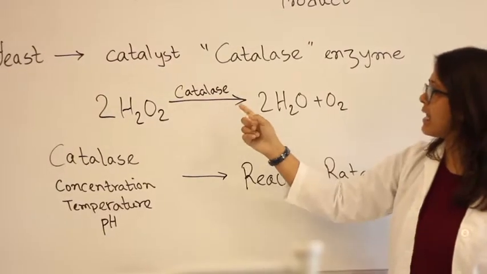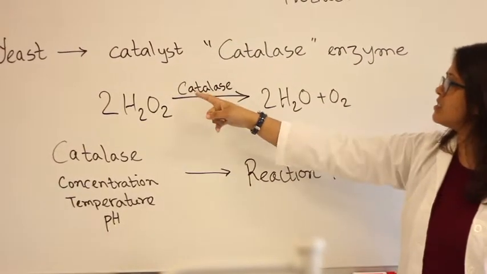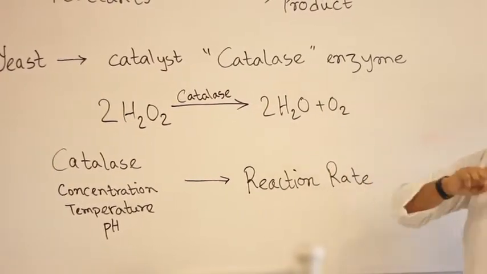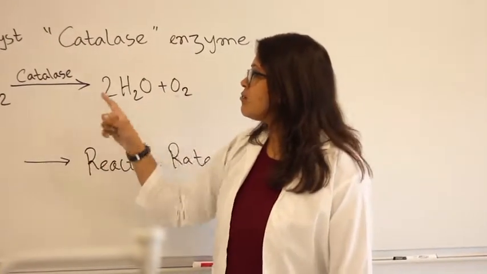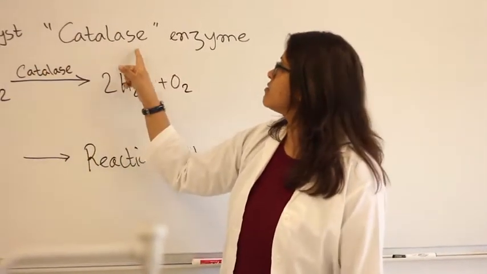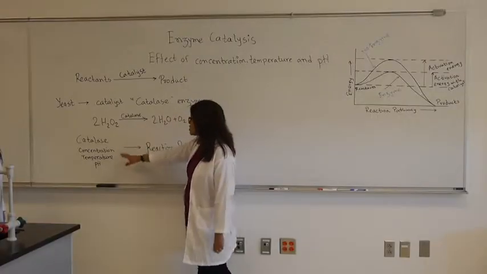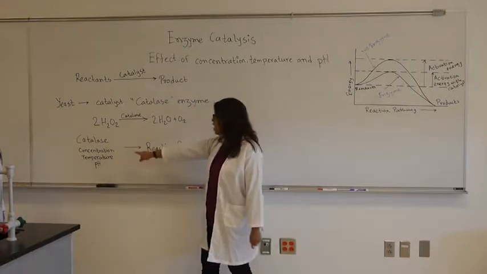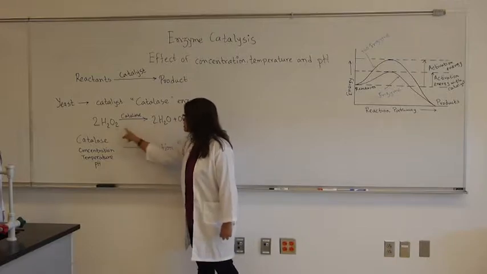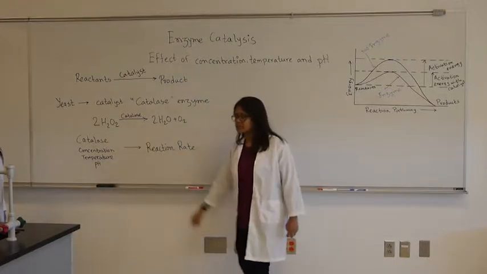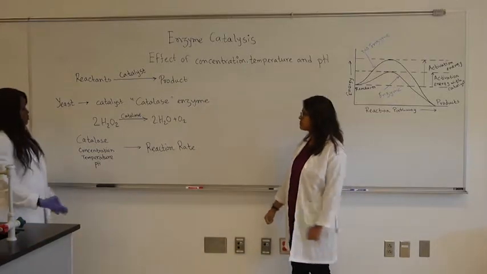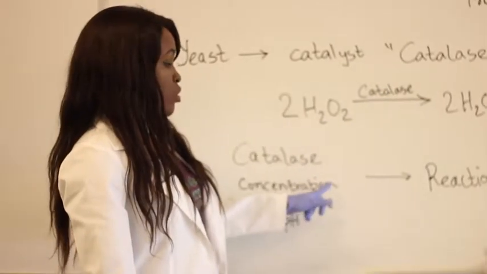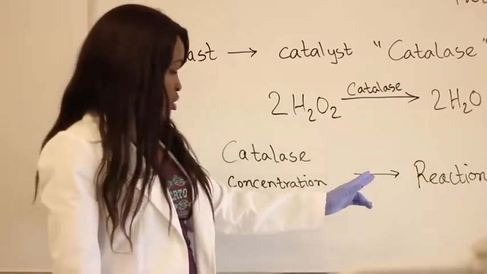Using catalase, our human body is in a perfect environment for this catalysis. What we're trying to do here is the same reaction, with the yeast giving us the catalase enzyme, by changing the conditions of the environment: concentration, temperature, pH, and seeing how that affects the decomposition reaction rate. That is the goal of this lab. So if the catalase concentration is increased or decreased, will the reaction go faster or slower?